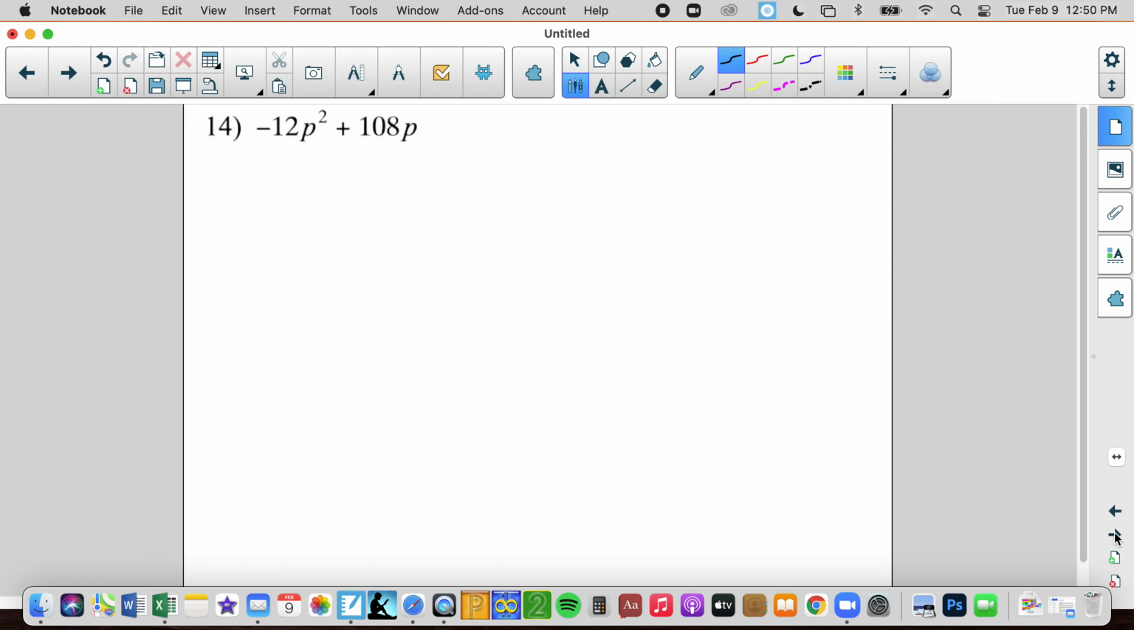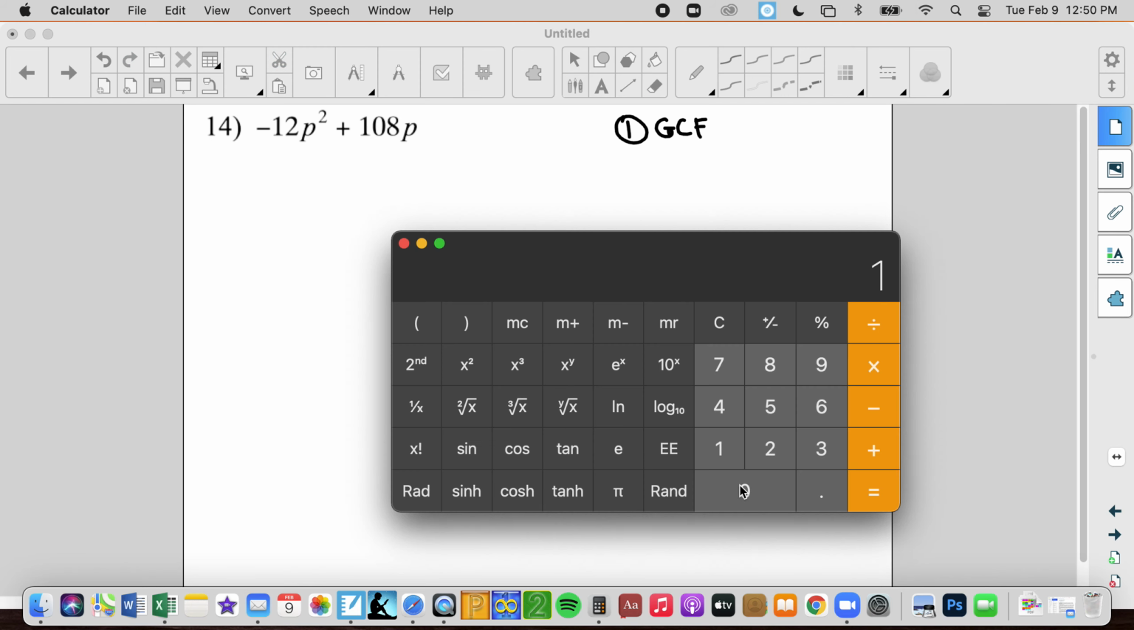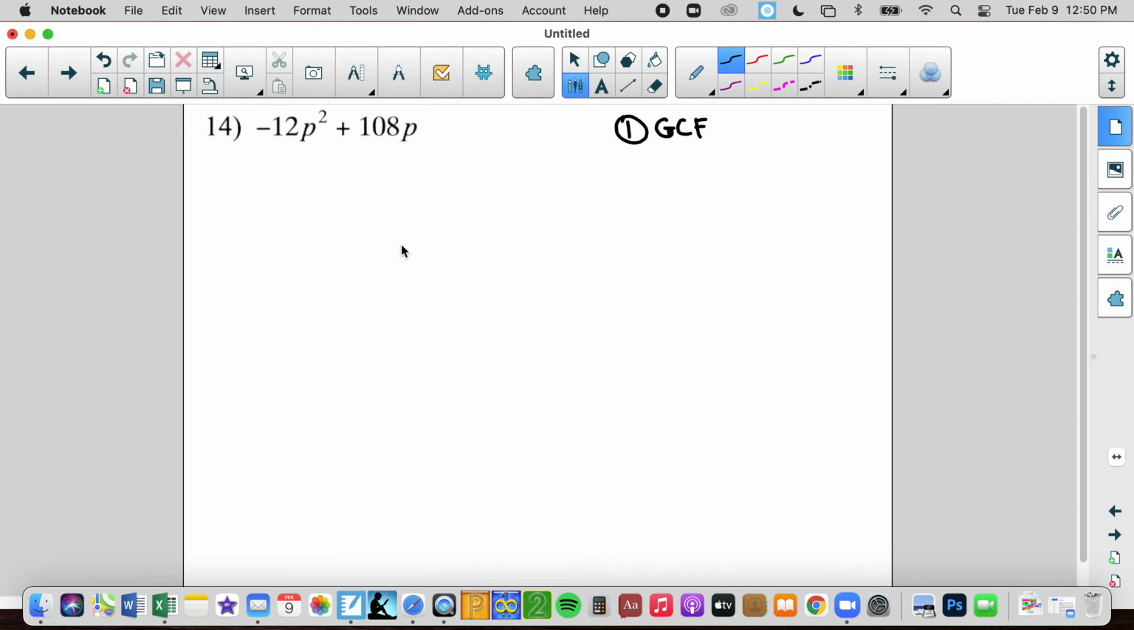We're going to look. I'm going to find a greatest common factor, negative first term. They both share a p. 12, I think 108 divided by 12 is 9. Yes, but I check. So I can take out a negative 12p. That leaves me with p plus 9. I check, make sure that that is right, and it is wrong. It has to be a minus.